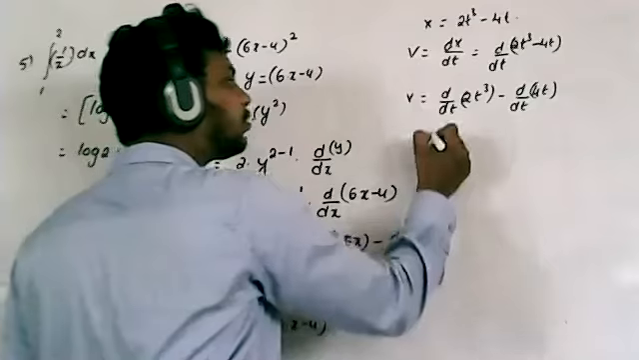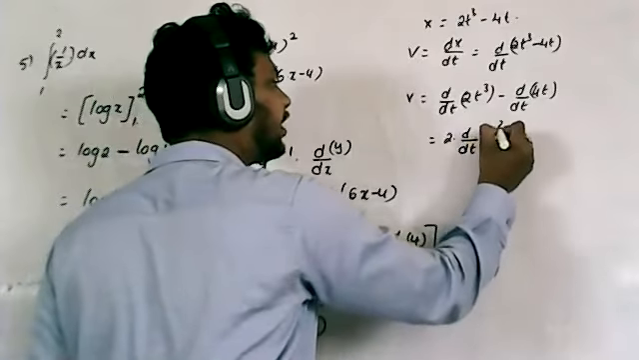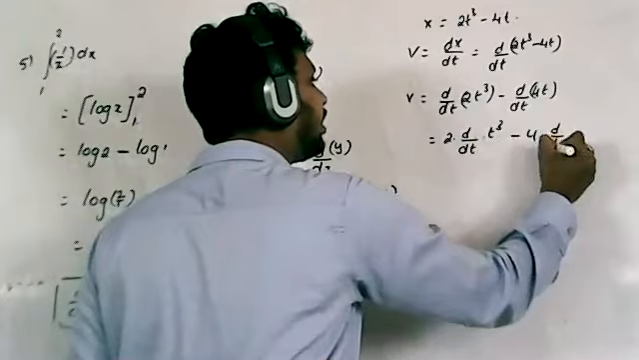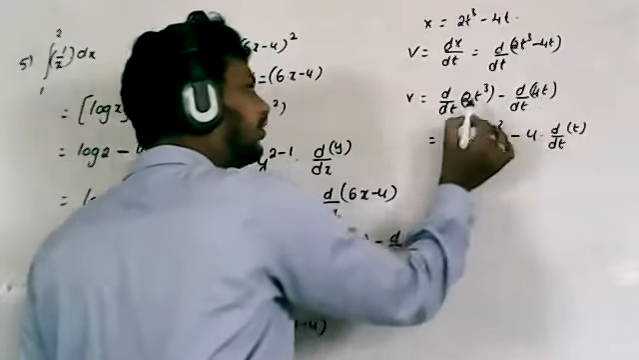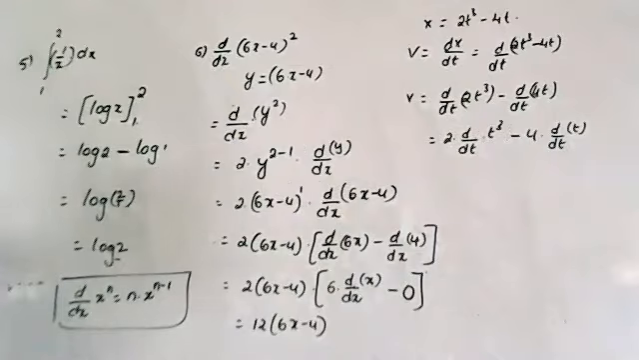Now 2 comes out of the differentiation, then 2 into d by dt of t cube, minus 4 into d by dt of t. We already discussed that if a constant is there, take the constant out of the differentiation. Clear?